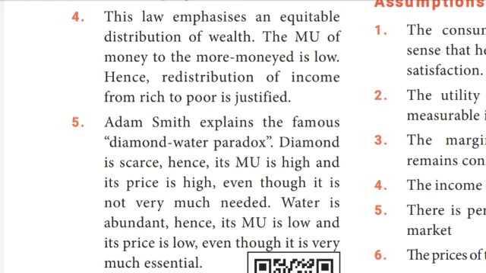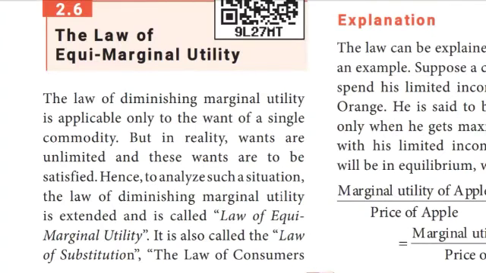Diamond is scarce, hence its marginal utility is high and its price is also high, even though it is not very much needed. Water is abundant, hence its marginal utility is low and its price is low, even though it is very much essential. Question number 36.